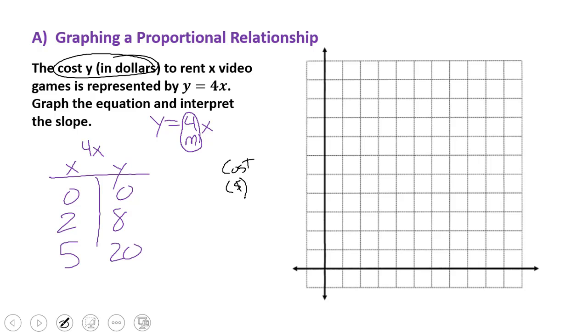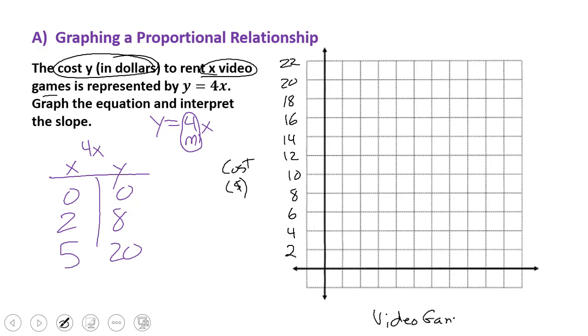Let's just go by 2s. 2, 4, 6, 8, 10, 12, 14, 16, 18, 20, 22. Okay. And then x, rent x video games. So our video games is on our x-axis. And let's just go by 1s on our video games. 1, 2, 3, 4, 5, 6, 7, 8, 9, 10, 11. Alrighty. And let's graph those points that we have. We have our initial one, 0, 0, meaning, hey, if I don't rent any video games, I'm not paying anything.